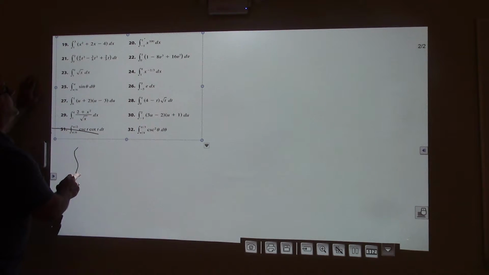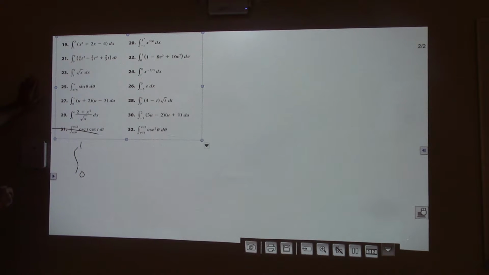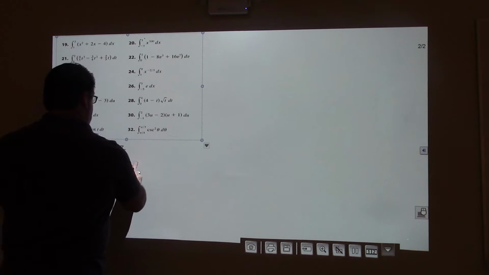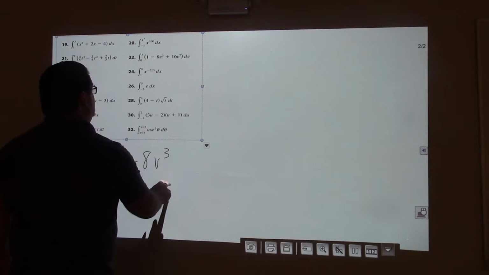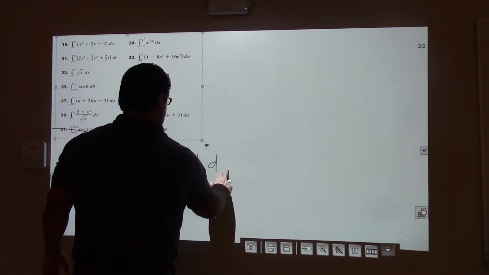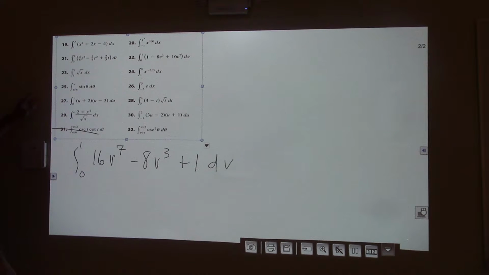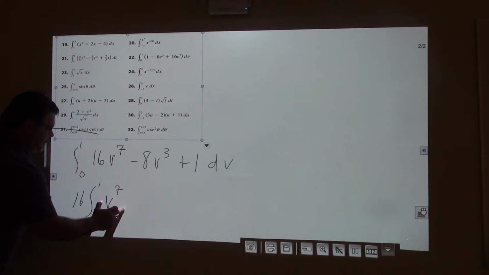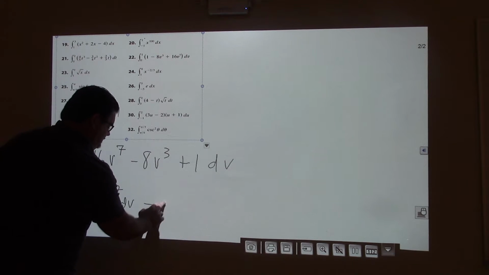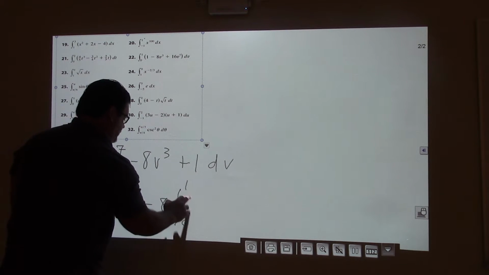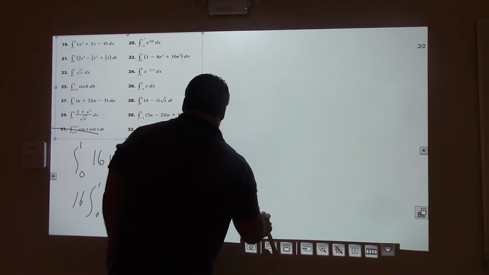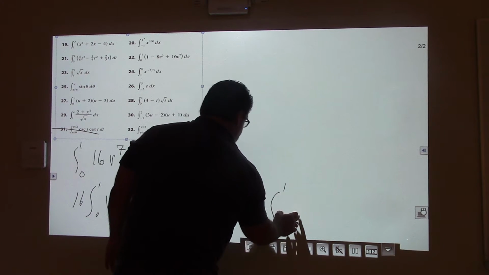Antiderivative from 0 to 1 of 16v to the 7th minus 8v cubed plus 1. And if you want to do it by the book, 16 times the antiderivative from 0 to 1 of v to the 7th dv, minus 8 times the antiderivative from 0 to 1 of v to the 3rd dv, plus the antiderivative from 0 to 1 of dv.